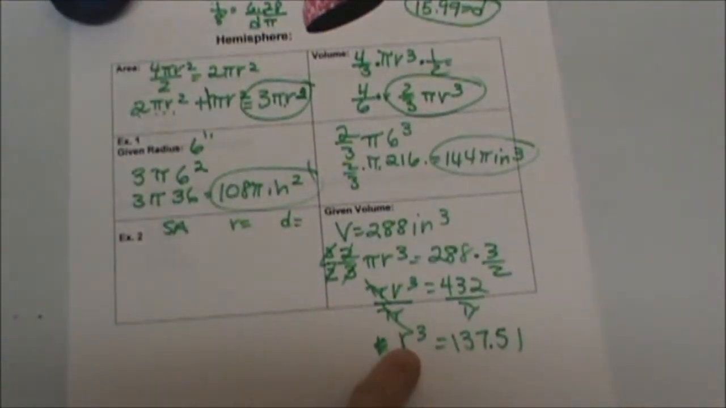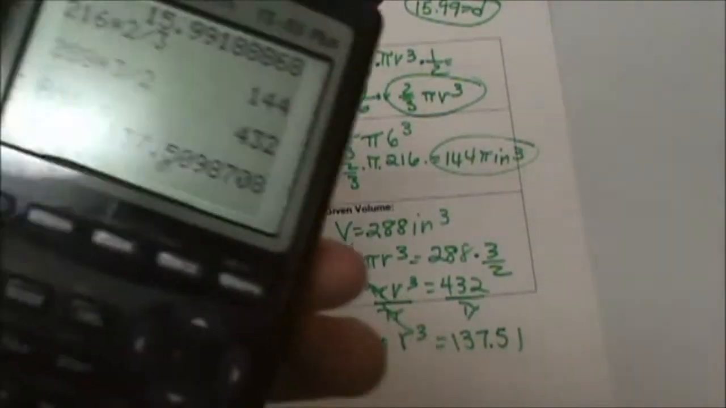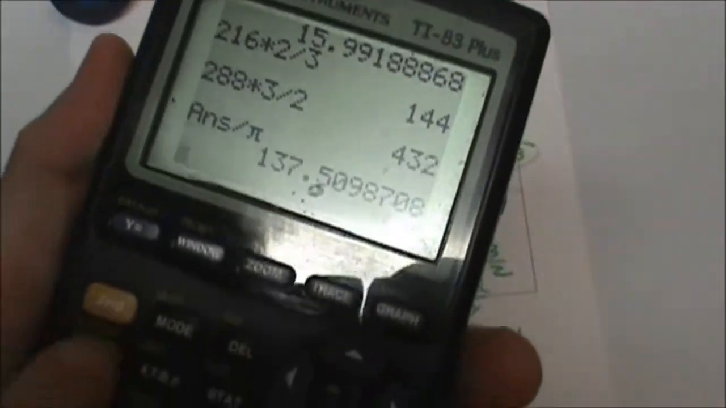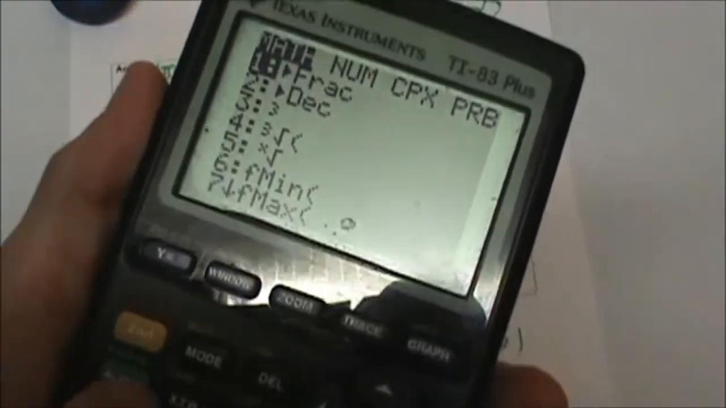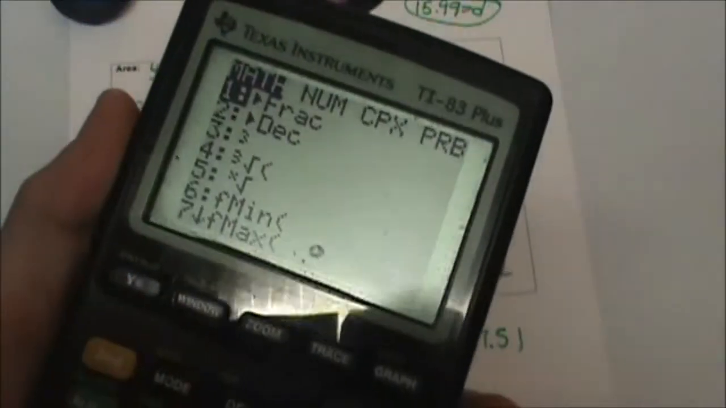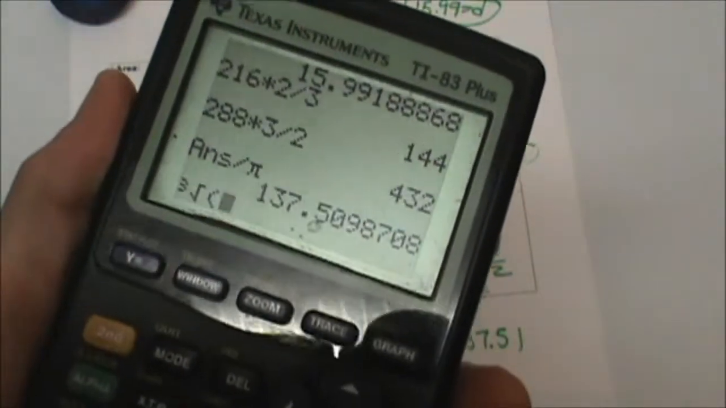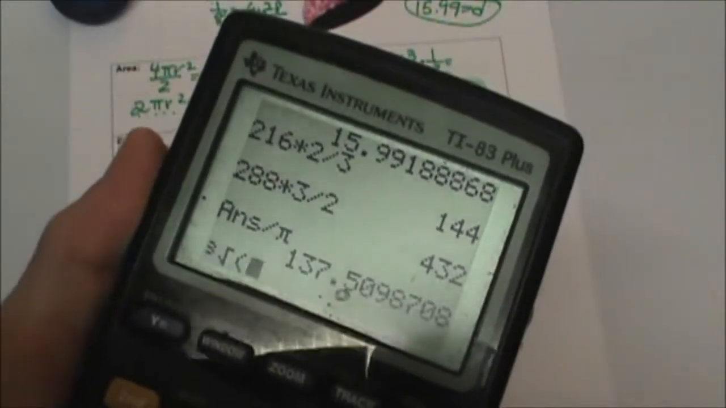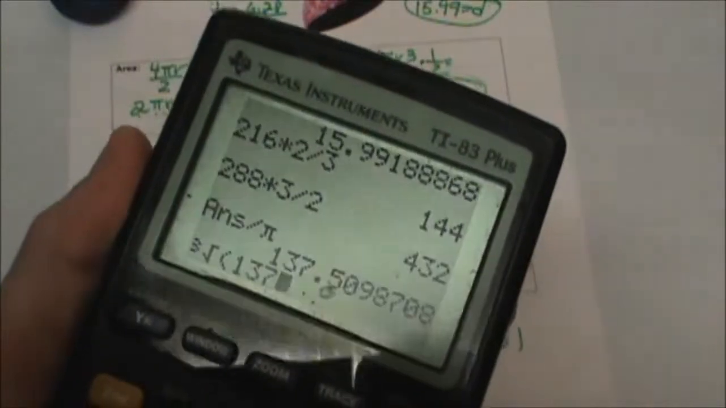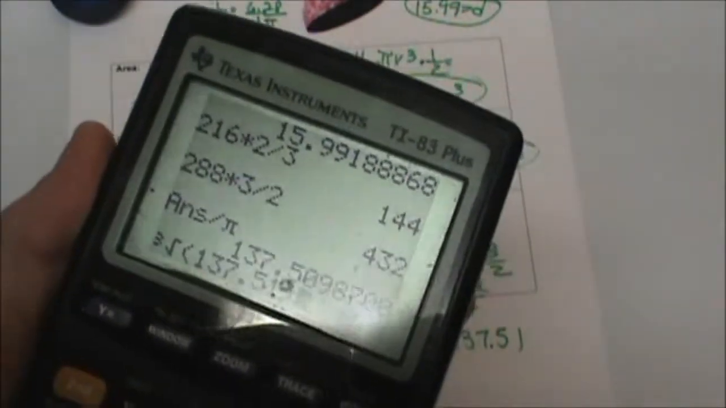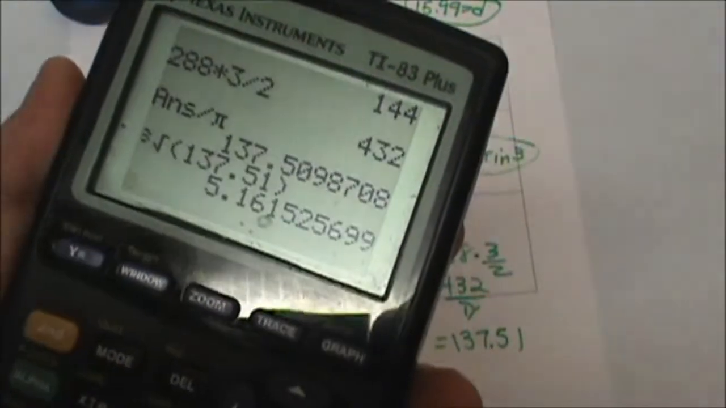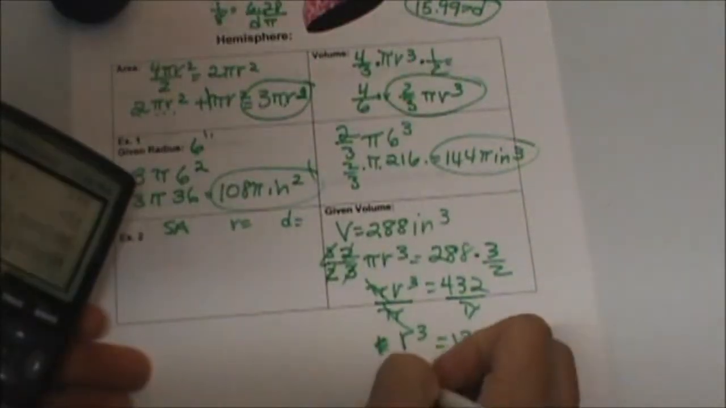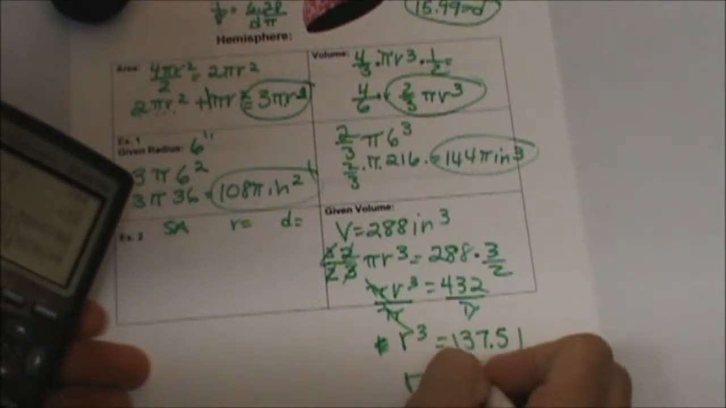Now I need to undo a cube. How do we undo a cube? We're going to take the cube root, and remember that is in math. So we go to our math button, and it's the 4th choice, so either math 4 or scroll down to it, and you get the little cube root. And what was it? 137. You can either push second and pull the answer up, but I'm going to just type it in. And voila, what do I get? I get 5.16. So the radius is 5.16.